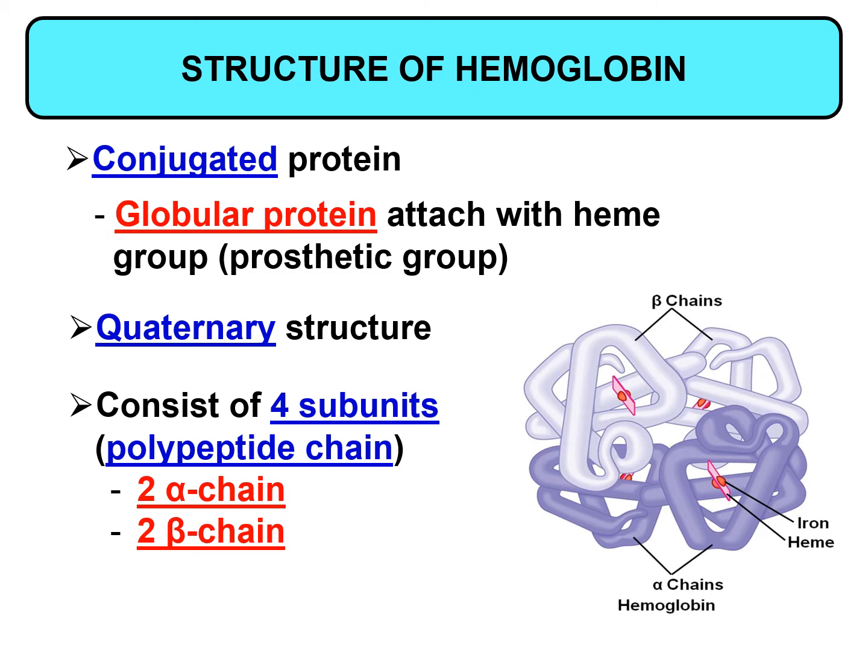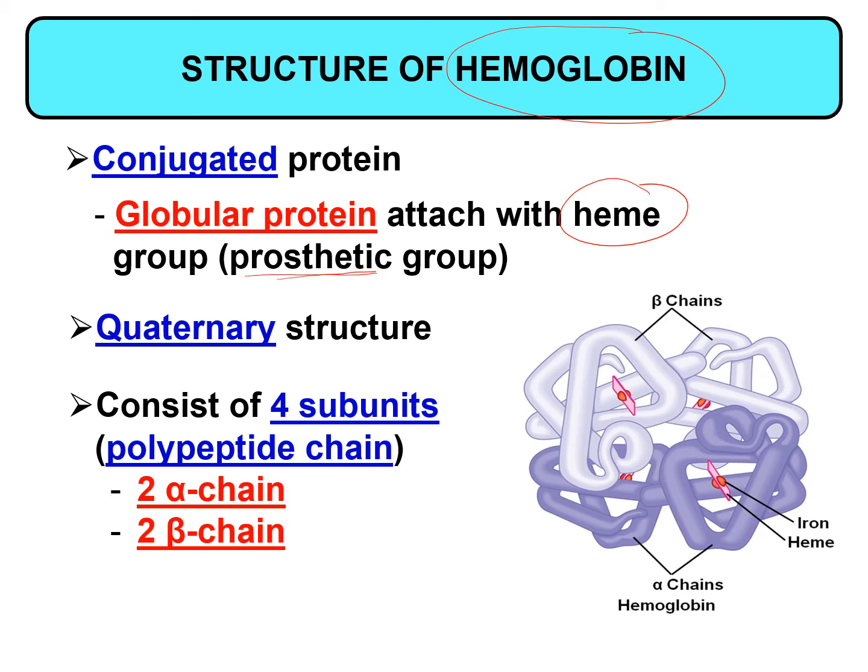Let's have a recap of the structure of hemoglobin. You have learned about hemoglobin in semester 1, in Molecules of Life, when you learned about protein. So hemoglobin is a conjugated protein because it is attached with a non-protein molecule, which is called a prosthetic group, or specifically the heme group.